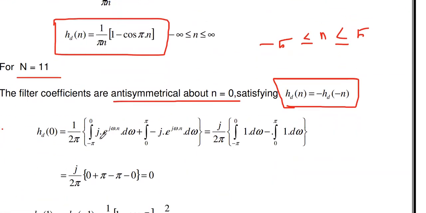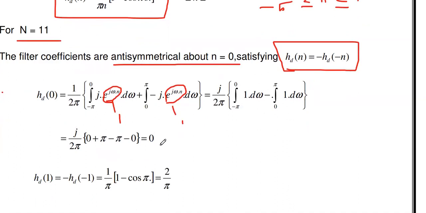You take that term and substitute n equal to 0. If you substitute n equal to 0, this e^(jωn) is 1. Similarly, in this term also e^(jωn) is 1. So the term is reduced as, you take j outside, j/2π times integration from −π to 0 of 1 dω minus integration from 0 to π of 1 dω. Then you just integrate and substitute the limits. Finally the answer is hd(0) is 0.